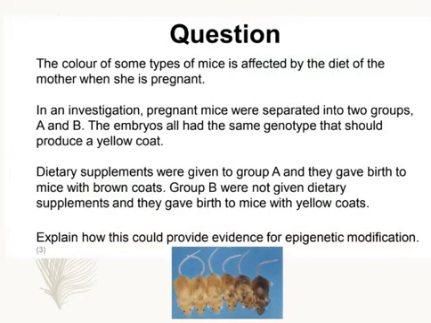And then your exam question, and this is for 3 marks. The color of some types of mice is affected by the diet of the mother when she is pregnant. In an investigation, pregnant mice were separated into 2 groups, A and B. The embryos all had the same genotype that should produce a yellow coat. Dietary supplements were given to Group A, and they gave birth to mice with brown coats. Group B were not given dietary supplements and gave birth to mice with yellow coats. Explain how this could provide evidence for epigenetic modification. So what is it about this scenario that means that it's epigenetics? How do you know that it's not just inheritance from the parents, or that it's not just mutation?